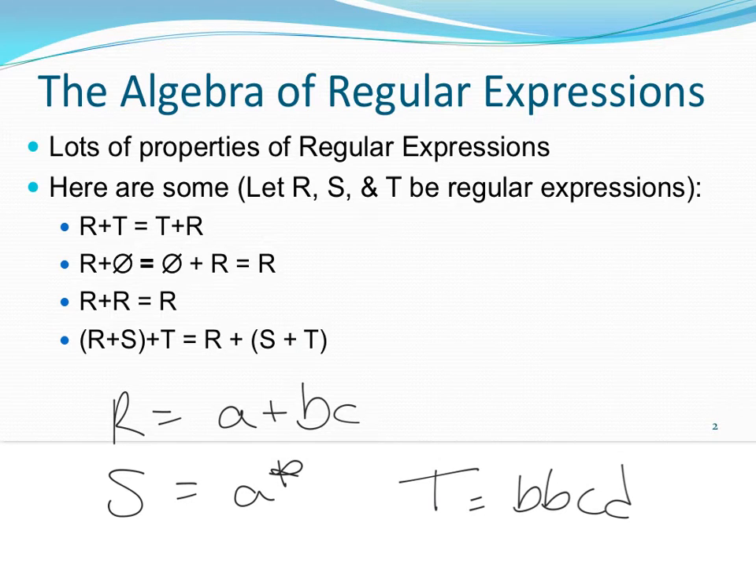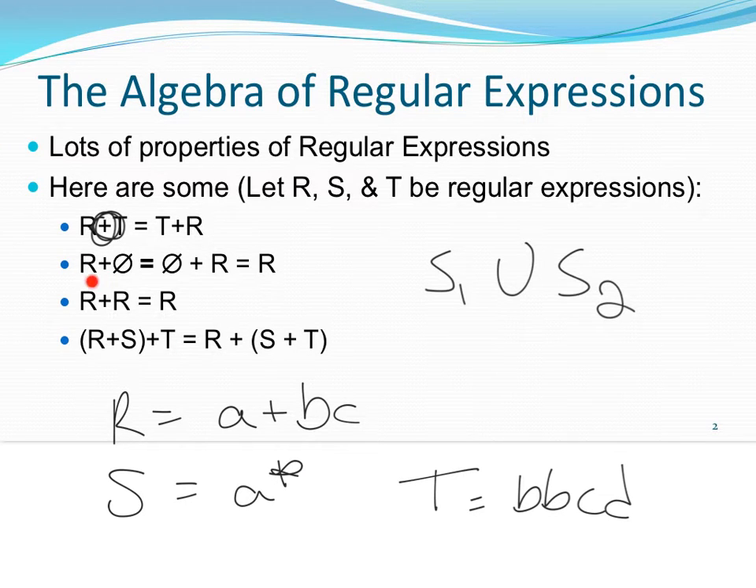So if we have two regular expressions, they're commutative: no matter what order we write them in, they represent the same thing. And that makes sense because remember that this plus symbol really represents union. If you have some set 1, and you union that with set 2, that's exactly the same as set 2 unioned with set 1. And these other properties are equally straightforward to understand as long as you understand what regular expressions mean.